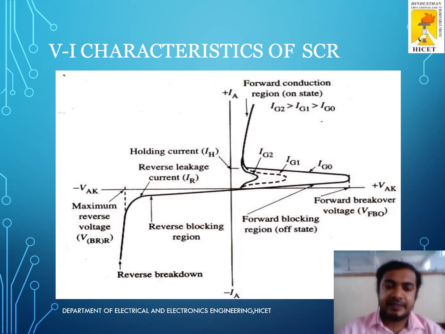In the reverse direction, there is practically no flow of current, because the SCR is a unidirectional device. If you give a reverse bias condition just like a diode, you will have only a very small amount of reverse current, called reverse leakage current. If you increase the anode to cathode voltage in the reverse direction up to the maximum reverse voltage, the device will break down and a large amount of current will flow through it.